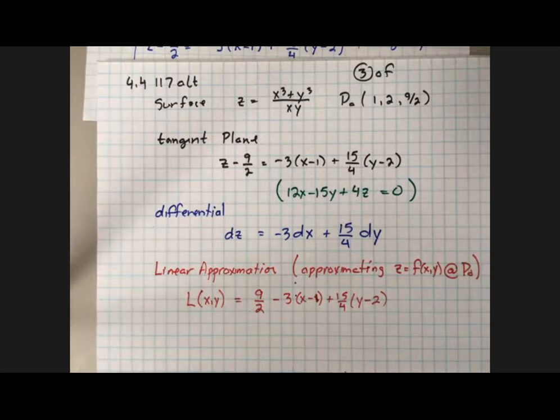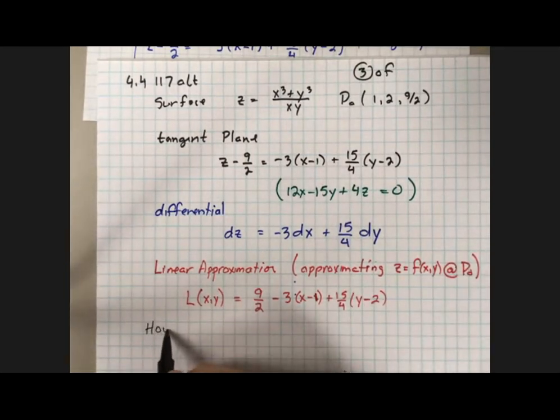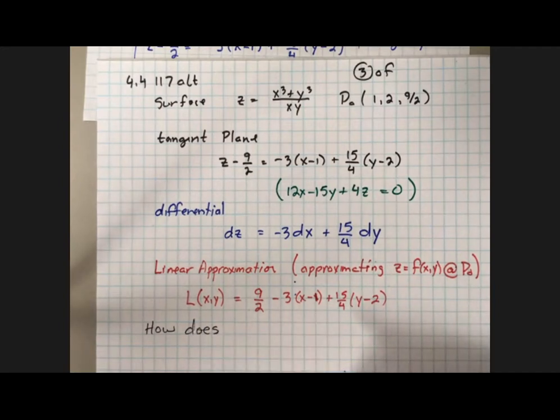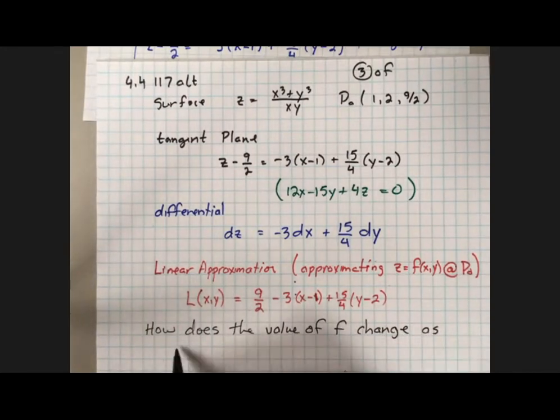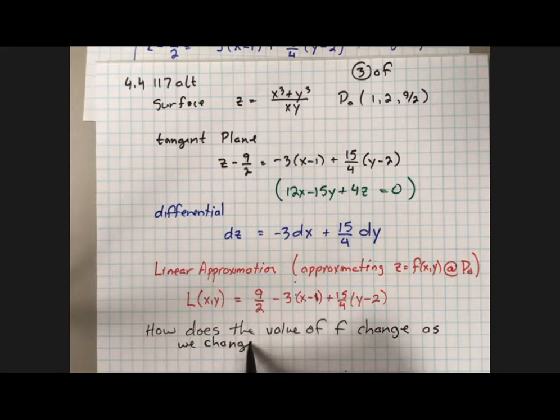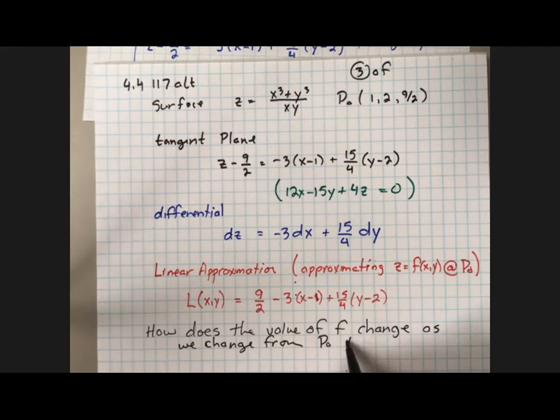So let me see if I can show you how to use this. What if the question was, how does the value of F change as we change from P naught to P, let's say P is 0.9, 2.1, and 4.7. Now remember, P naught was 1.0, 2.0, and 4.5. So I'm moving from this point to that point, and I want to know how the value of F changes.